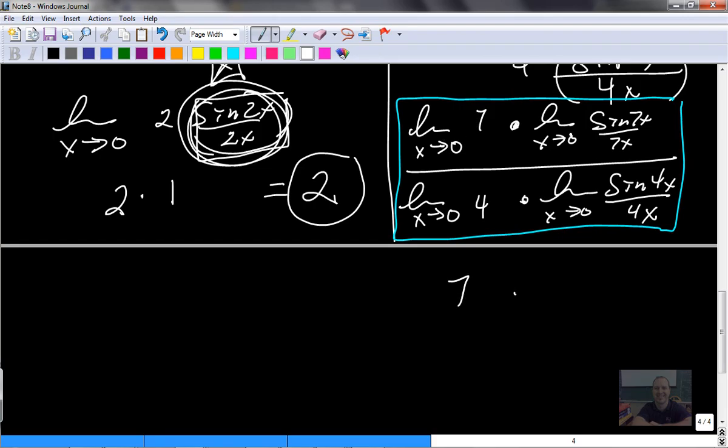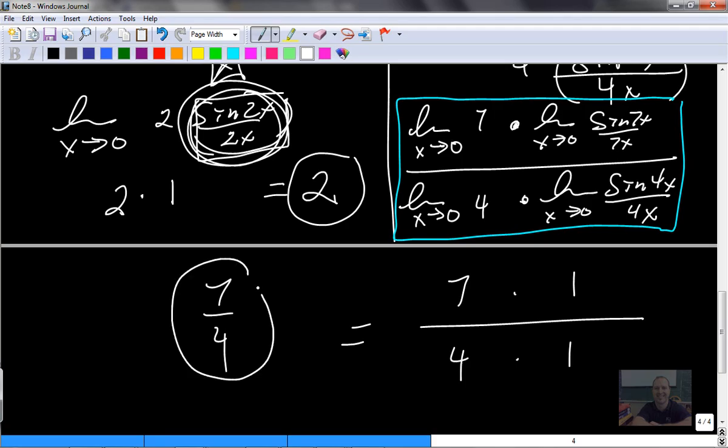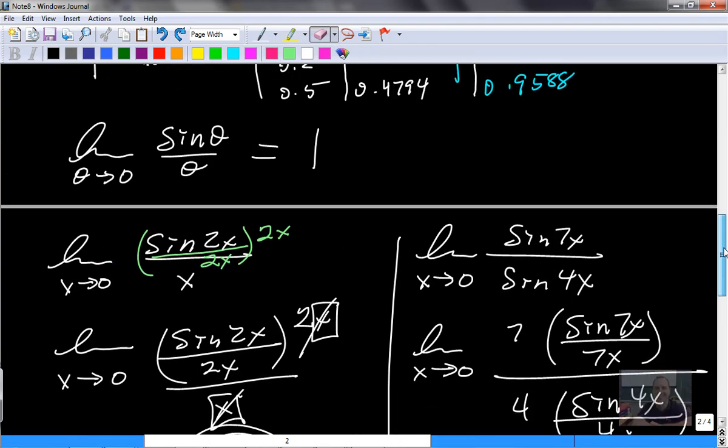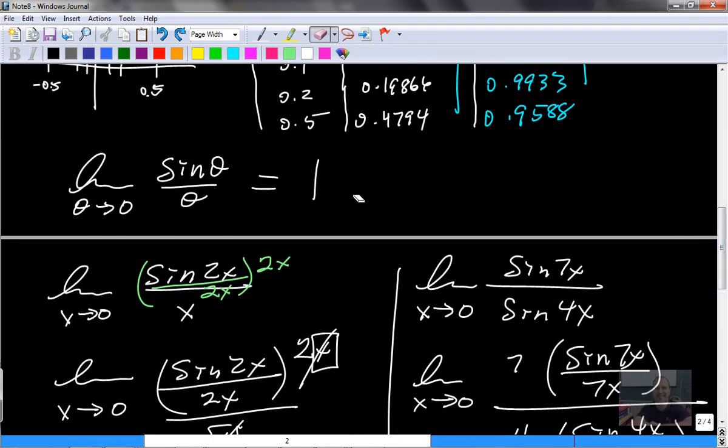So that's 7. This is 1. Over here, down in the denominator, that's 4, and that's 1. So your answer is 7 over 4 as a limit. That's sort of all I'm going to tell you about 7.1. This right here is really important, and you can use this to simplify certain expressions.